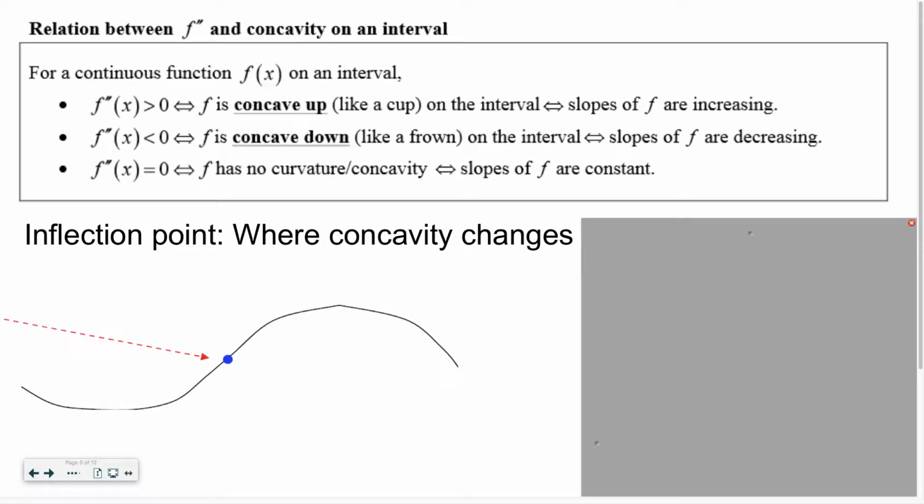So when our concavity changes, do you see how this picture goes from concave up to concave down? This is what we call an inflection point. You'll hear me say point of inflection or inflection point. An inflection point means our concavity is changing.